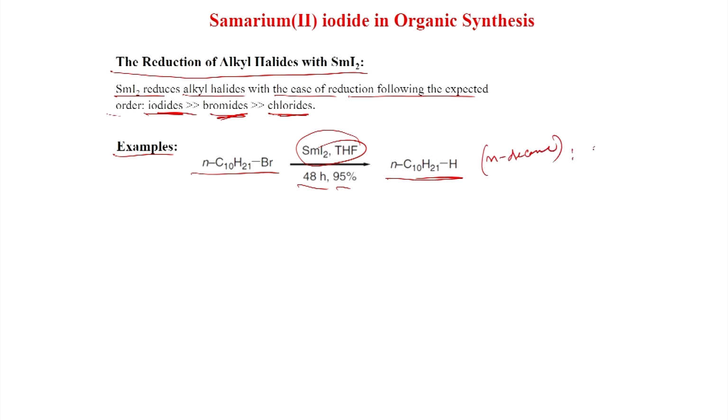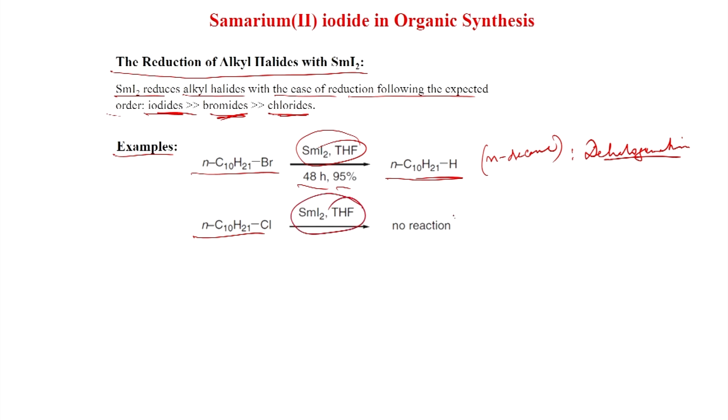So, this is actually dehalogenation. Also, with chloride the reaction does not occur. With samarium iodide in THF under the same conditions, the reaction does not happen. That means the carbon-chlorine bond is strong.